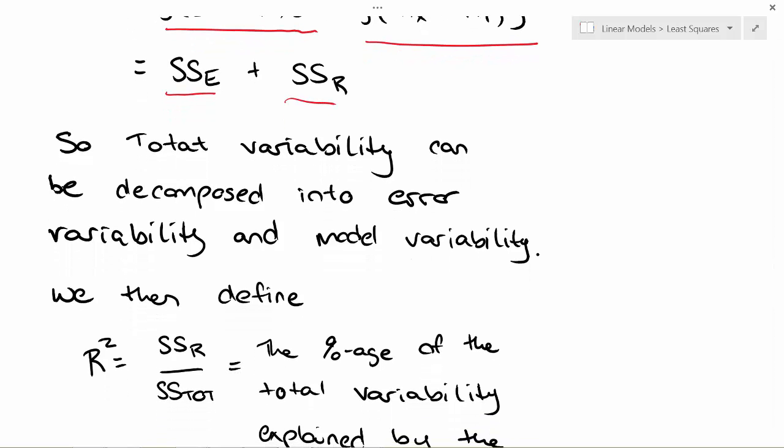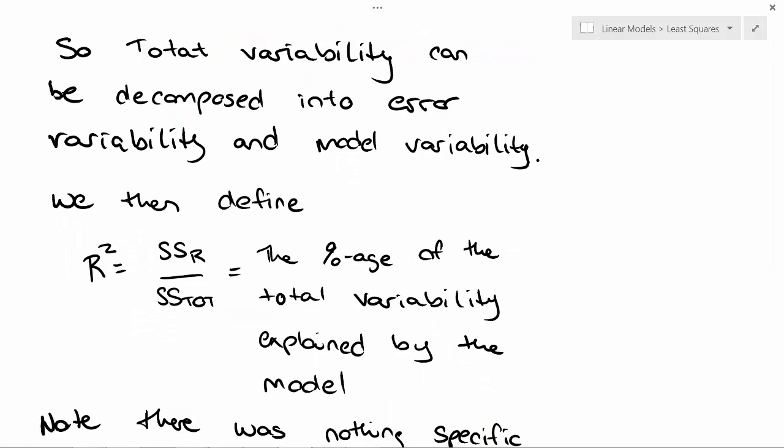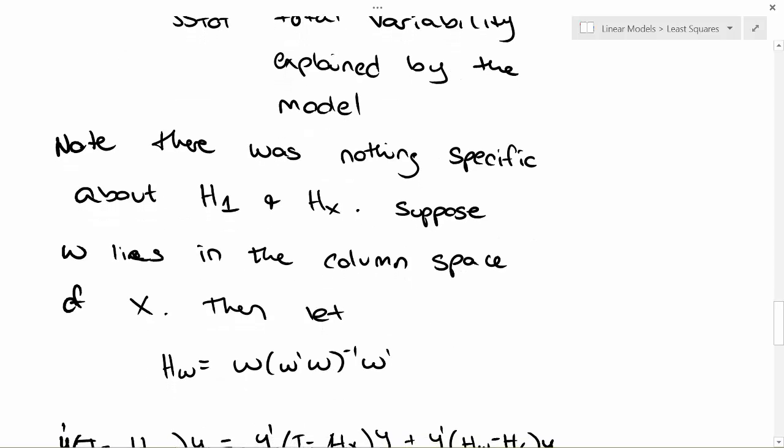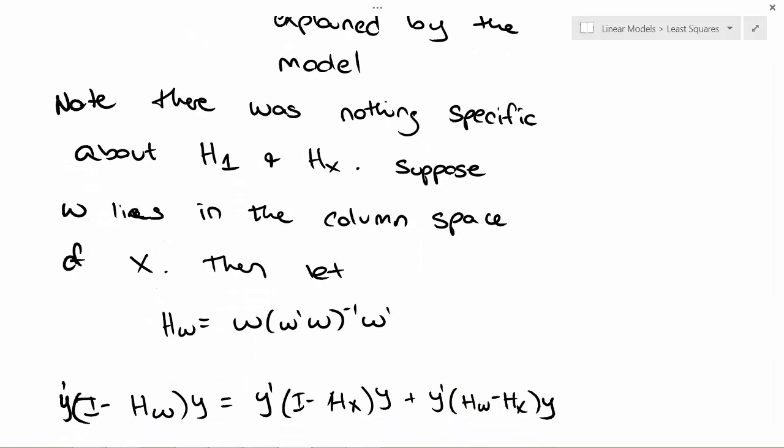First of all, in our introductory lecture, we defined R squared. That's just the percentage of total variability explained by the model, SSR divided by SS total. It has to be between 0 and 1 because of how we've defined everything. But here's where I think it gets more interesting. Note there was nothing specific about H1 or Hx. These were just generic hat matrices. All that was necessary was that 1 lied in the column space of X.